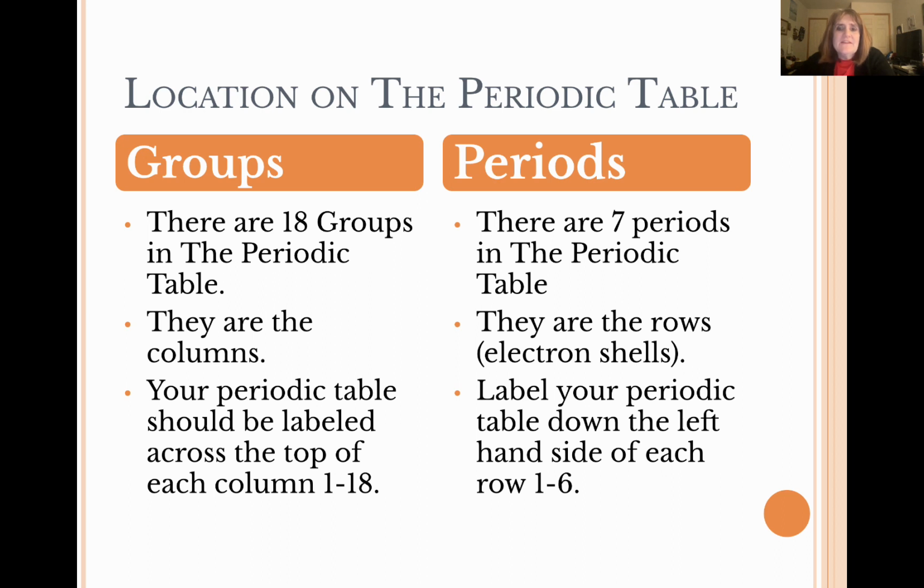Down the left-hand or right-hand side are your periods. They are the rows. They're also the electron shells. We'll get to that later. But down the right or left-hand side, you're going to number your rows 1 through 6. These are your periods. There are actually 7, but we don't study anything that big, so I only gave you 6.